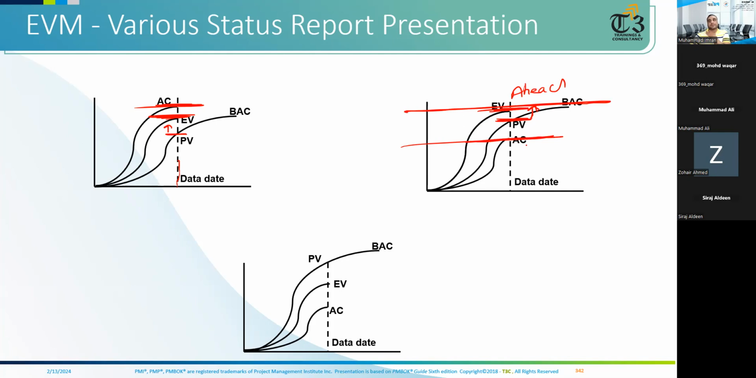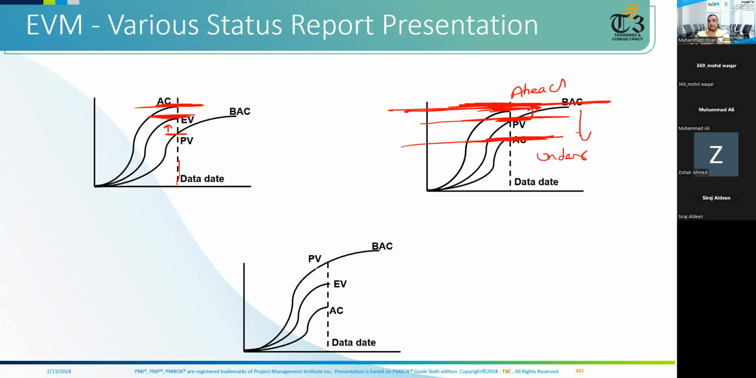Under budget or over budget? To achieve the amount of this work, you have paid this much, and this was your planned value. So under budget or over budget? Under budget. Good, because this is below the line, right? Right. Under budget and ahead of schedule.